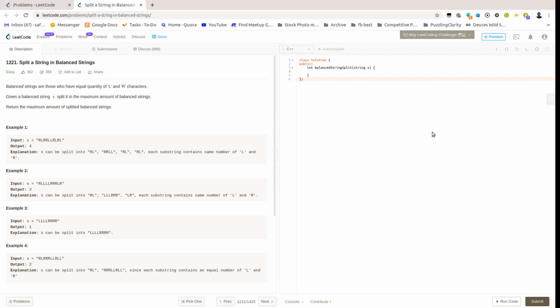LeetCode number 1221, split a string and balance strings. Okay, we have balanced strings, balanced in terms of having the same number of characters L and R, and we have to find the maximum number of balanced strings that we can split this into. We're talking about continuous splitting, so it should always be a substring of some sort.